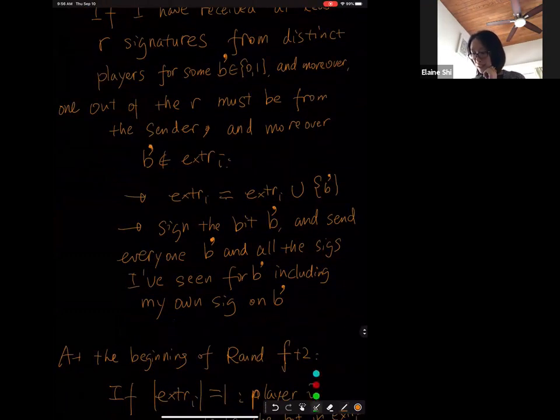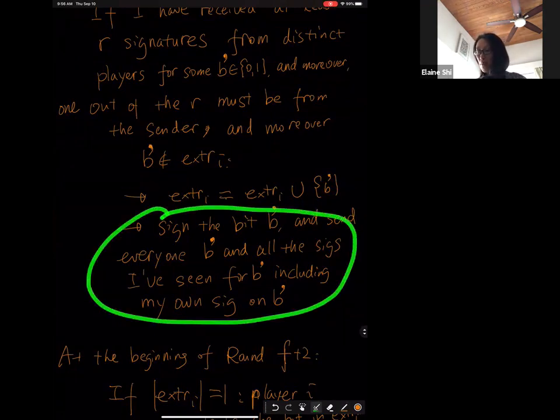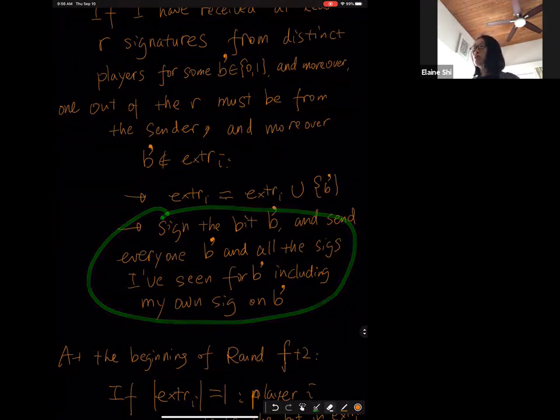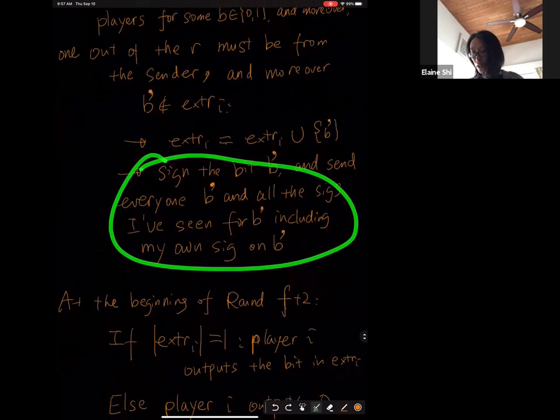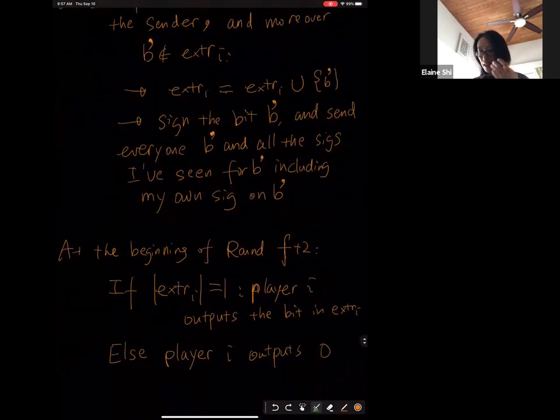So when I add it to my extracted set, I want to convince everyone else to do the same. The reason for forwarding my view or my knowledge to other players is because we are required to have consistency in the end. So whatever I know, I want to make sure everyone else knows. This helps to make sure that everyone else also knows this. And then we essentially run the protocol for F+1 rounds.